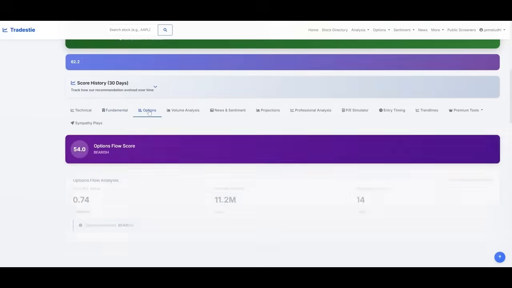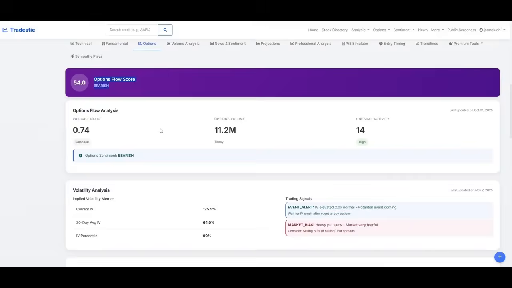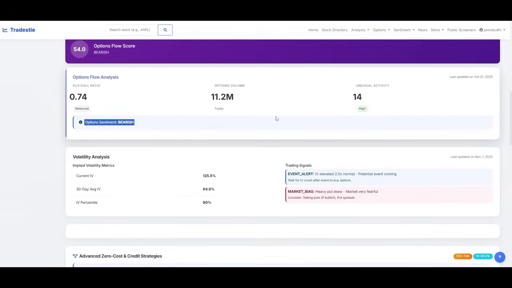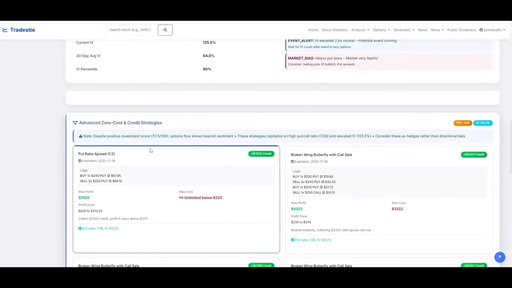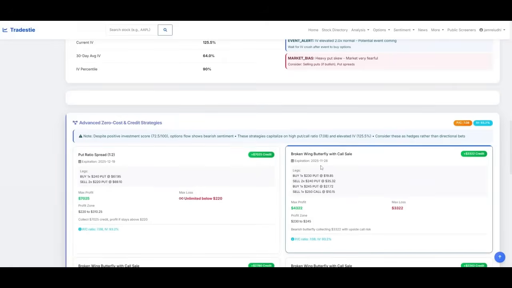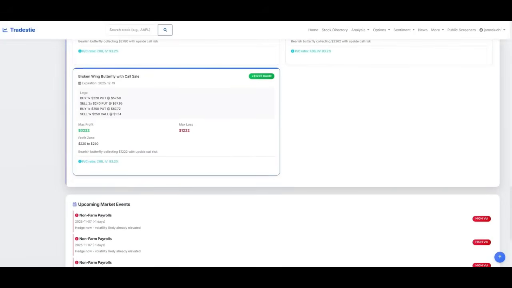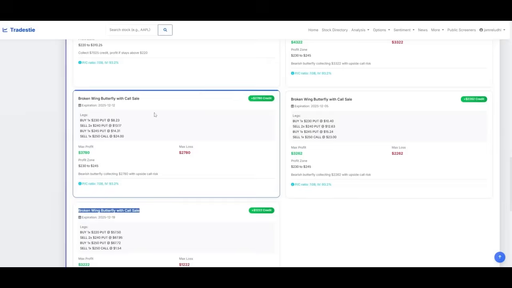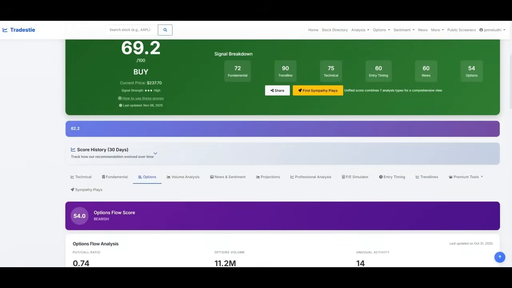And then in the options, you can see it is right now giving a score of 54, which is slightly bearish for AMD. You can see the overall sentiment is bearish based on options volume, put-call ratio, and other metrics. And then for some of the stocks, depending upon how the algorithm works, it gives you some options trades which are very innovative. So this one is a broken wing butterfly. Some very fancy options trades for AMD are suggested here.